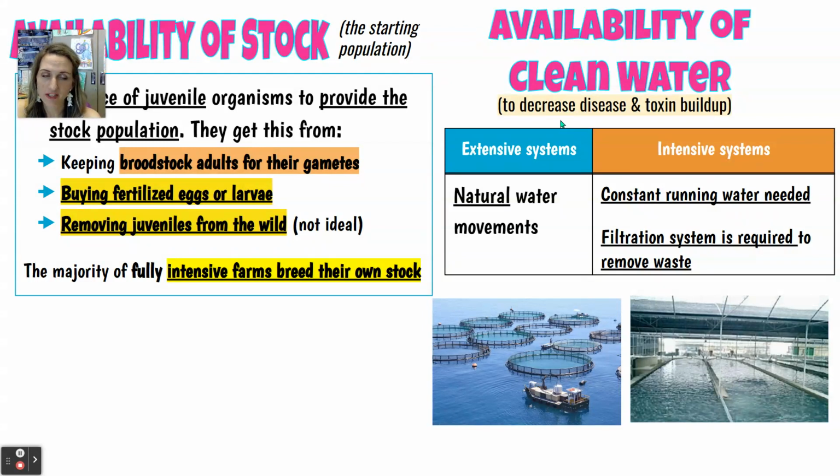Clean water, because you need to have less disease, and you need to remove toxin buildup. In extensive systems, this is natural water flow. In intensive systems, constant running water is needed. You need to have a filter system to remove waste.